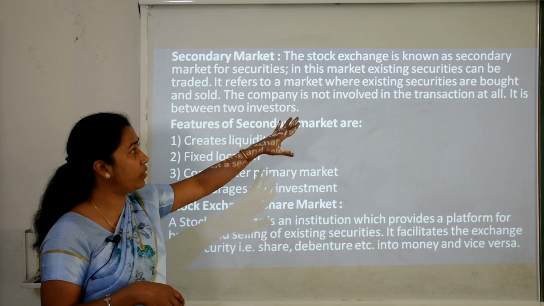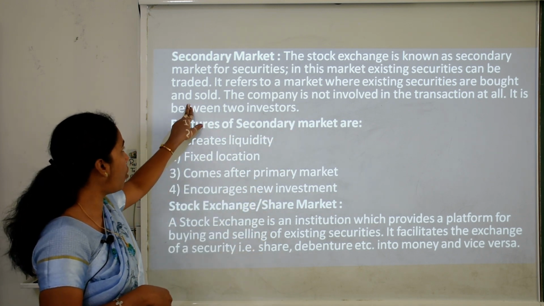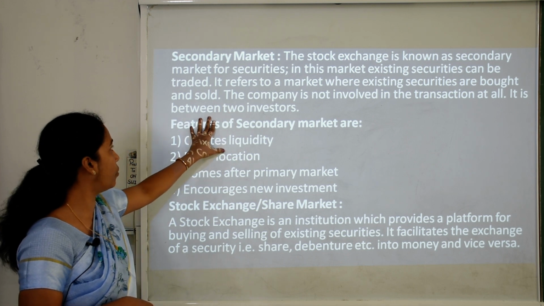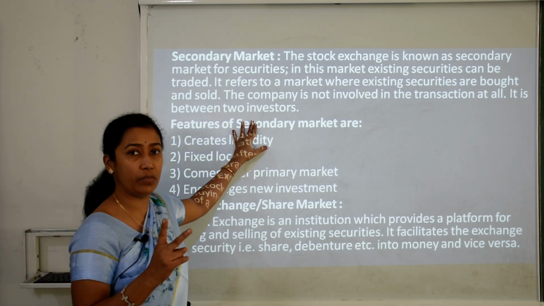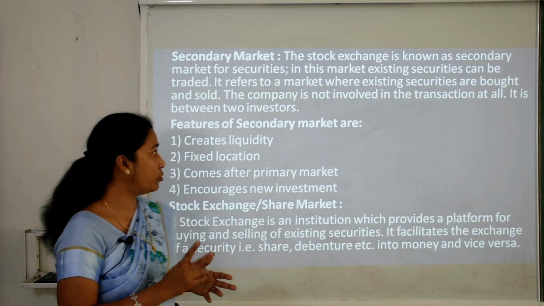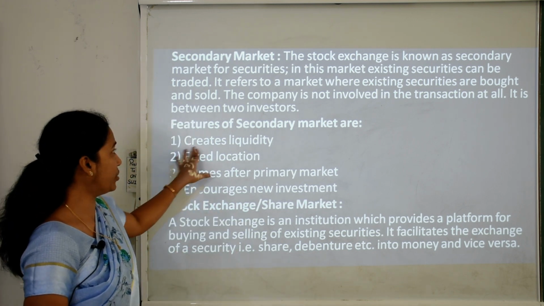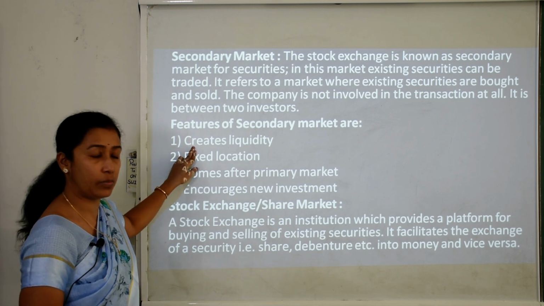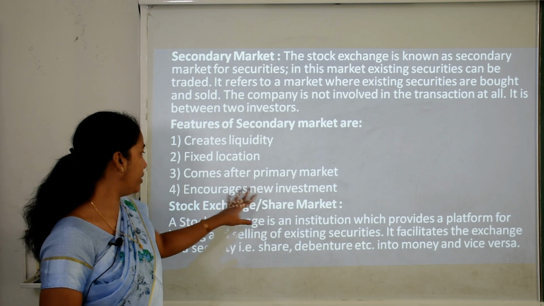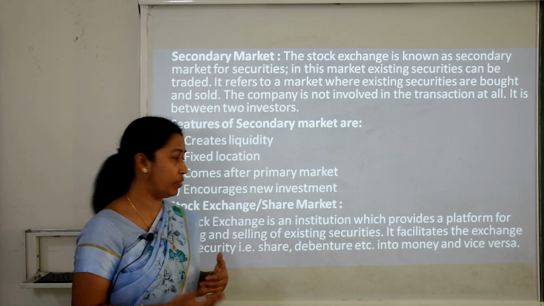It refers to a market where existing securities are bought and sold. The company is not involved in the transaction at all; it is between two investors. That means what is the secondary market? It is actually the stock exchange market only, where two investors are there. Features of the secondary market are: it creates liquidity, fixed locations, comes after the primary market, and encourages new investment.